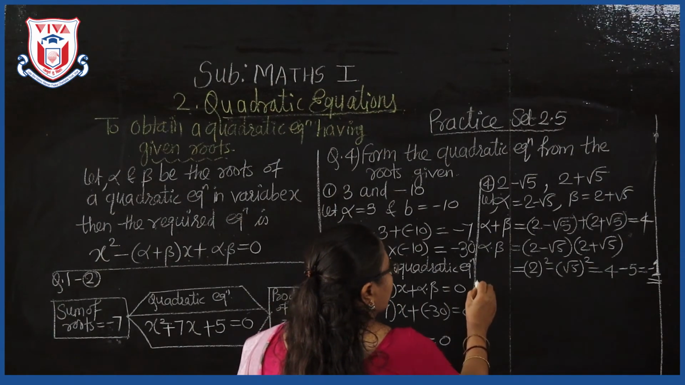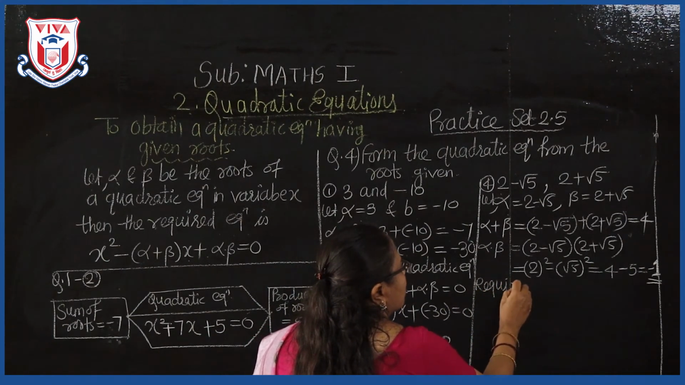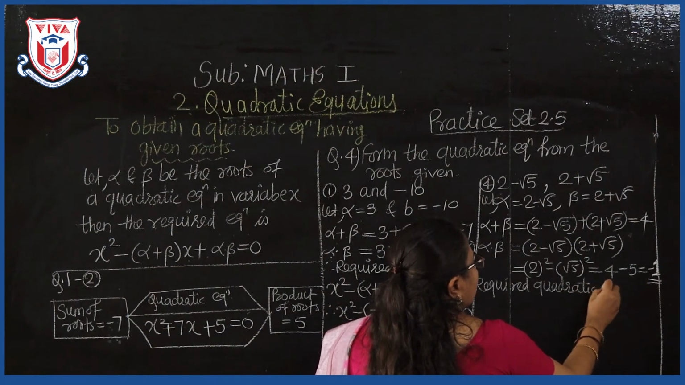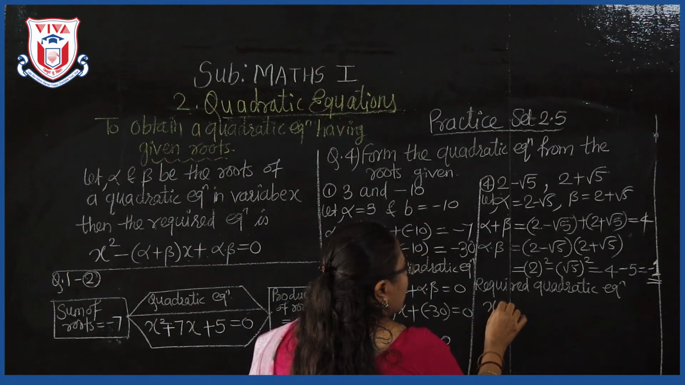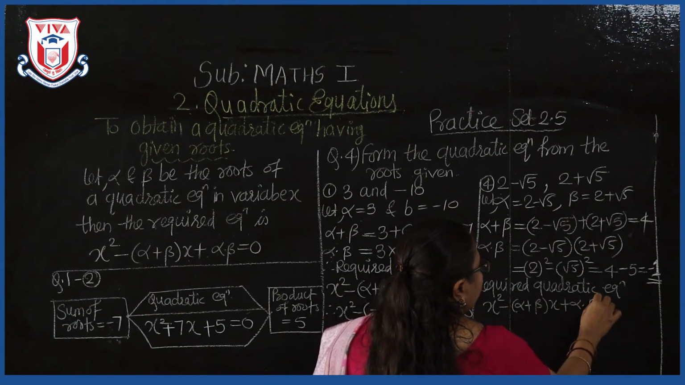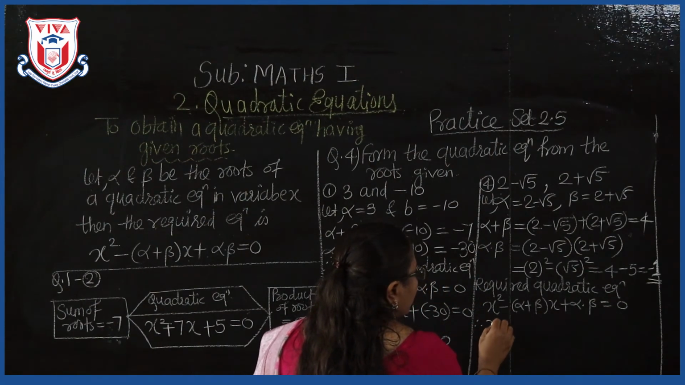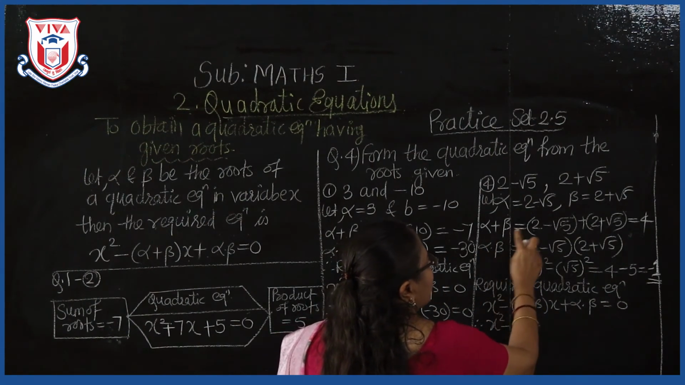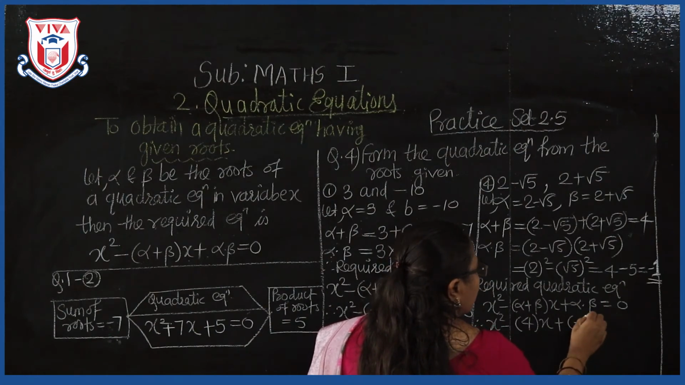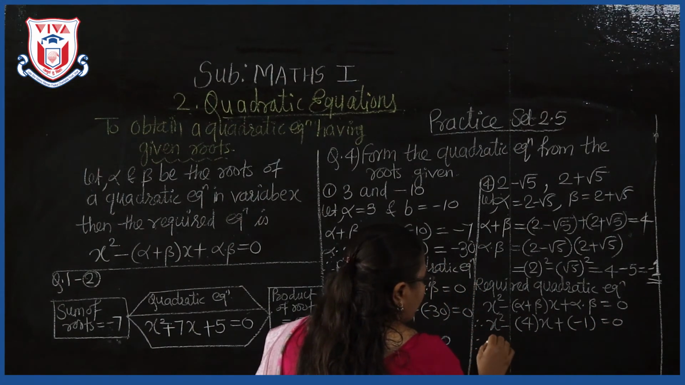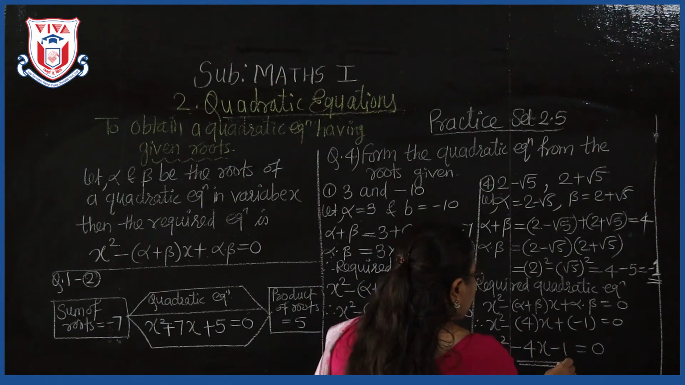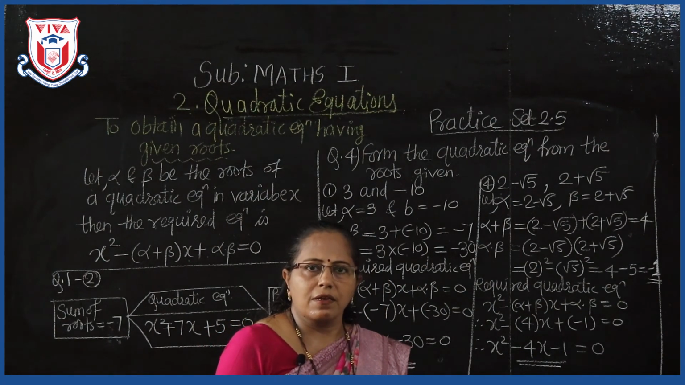So required quadratic equation: x square minus (alpha plus beta) into x plus alpha into beta equal to 0. Therefore, x square minus (alpha plus beta is 4) x plus (alpha into beta equal to minus 1) equal to 0. So, therefore, x square minus 4x minus 1 equal to 0. This is the required quadratic equation. Followed?